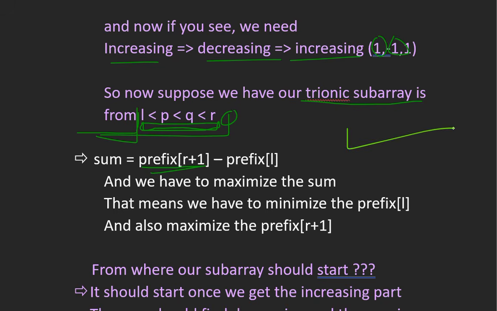So let's see. Suppose we are having a subarray like this, and we want to find the sum of this range. So what we will do is take this sum, that is the sum of these previous elements, and then subtract this sum from the sum up to this element. If we subtract this sum from this sum, we will be getting this sum, right?